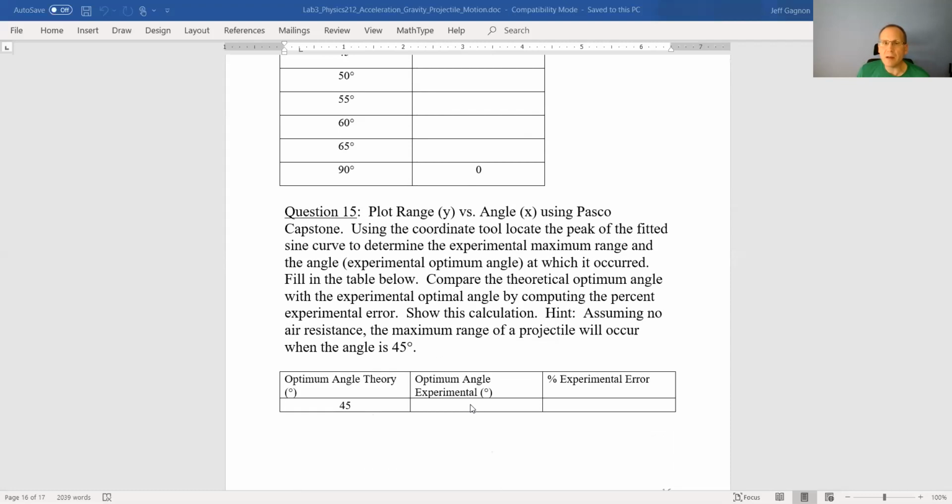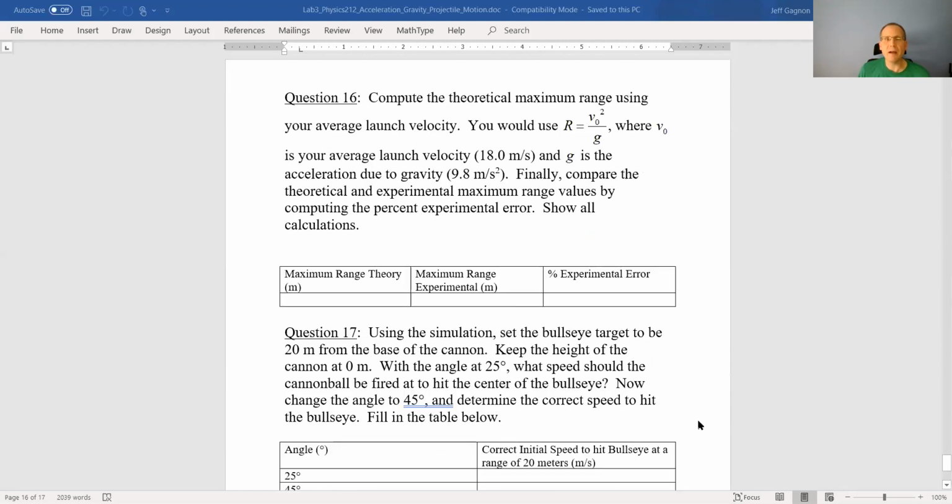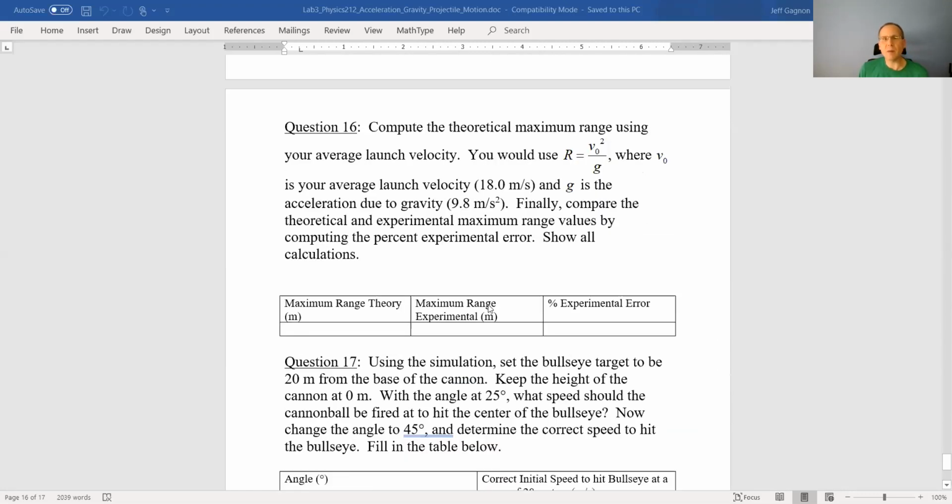Compare the optimal angle experimental to the optimal angle theory, which is 45, right? By computing a percent experimental error. And then compare the maximum range experimental to the maximum range theory, which you can compute, right? Remember, it's v squared over g. But now remember that v naught is 18. We set it to be 18 in the simulation, and we're using SI units now. So g is no longer 980, it's 9.8. Okay, and then you can compare those two by computing the percent experimental error.